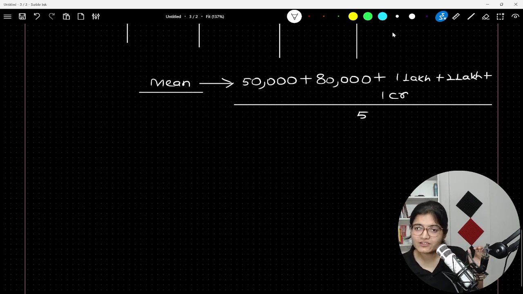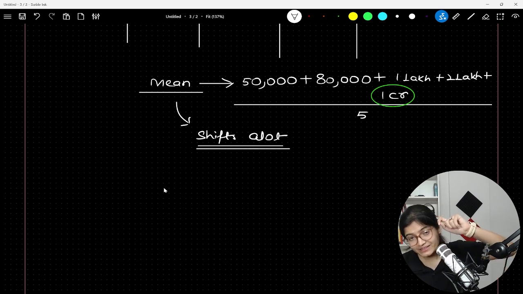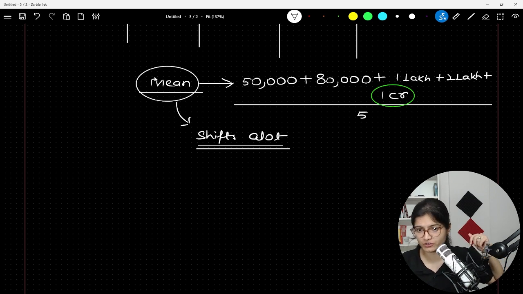So this is how you usually calculate the average. And you will see, because of this outlier in your data, your mean shifts a lot. It simply indicates that whenever an outlier is there, mean is not a great measure.